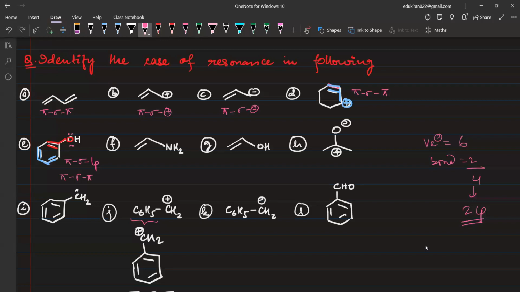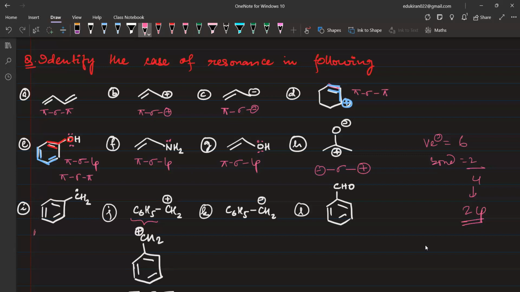Here also, when nitrogen is making 3 bonds, इसके पास एक lone pair होता है. That is why it will be pi sigma lone pair. Here also oxygen will be having lone pair. यहाँ पे क्या हो जाएगा? Pi sigma lone pair. Here you will be having negative charge and then sigma and then positive charge, है ना? तो वही lone pair sigma positive वाला है.